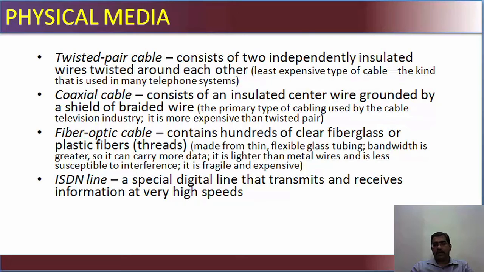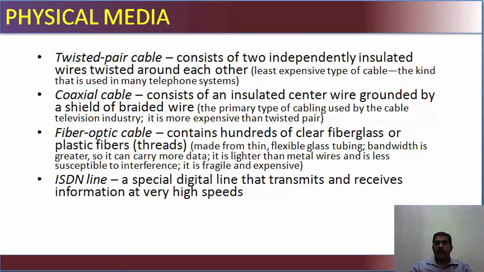Look at physical media. There are different kinds here: coaxial cable, twisted pair, fiber optics, ISDN lines. The twisted pair cable consists of two independently insulated wires twisted around each other. This is the least expensive kind of cable, the kind that is used in many telephone systems. I mentioned RJ11. RJ11 is the cable which is used to connect the telephone instrument to the telephone line that comes into your building. Then a coaxial cable consists of an insulated center wire grounded by a shield of braided wire.